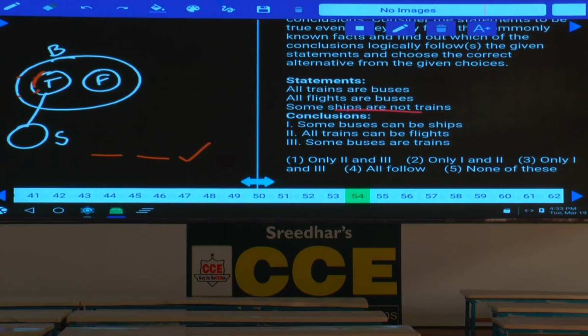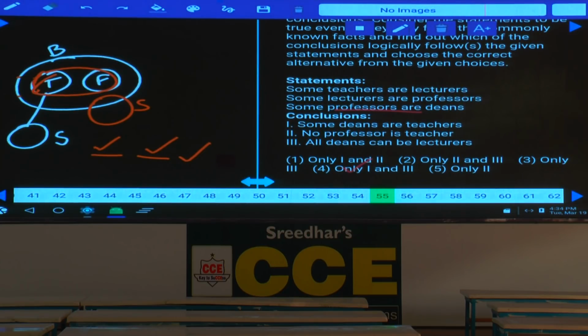Then coming to the first one, some buses can be ships. Some buses can be ships or not. Now tell me whether I can draw my ship like this or not. Yes, it is possible. And third one, all trains can be flights. All trains can be flights or not. Tell me whether I can write flight like this or not. Yes. Hence, what is your answer? All follow, that is choice 4. And 54, it is choice 4. Then coming to 55.